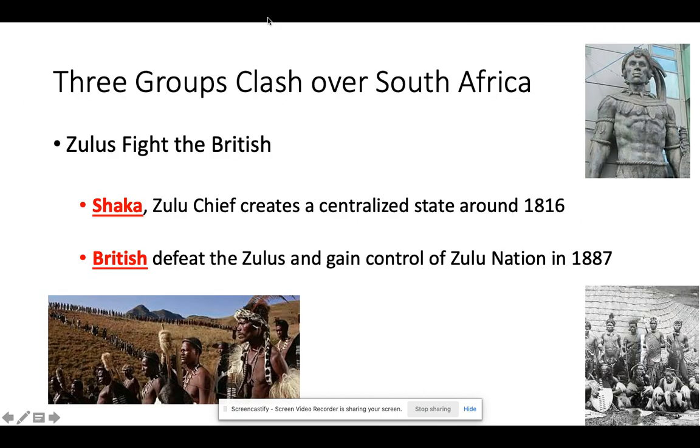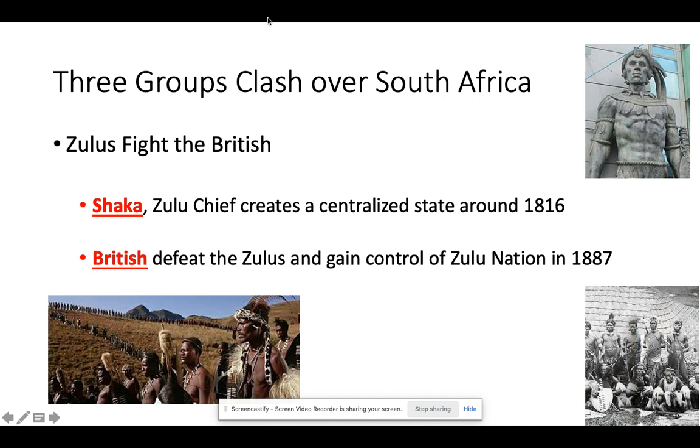South Africa is a little different because so far we've had the clash between Europeans and the Africans, or Europeans and the indigenous people. But in South Africa, we're going to have the indigenous people, and we're going to look at the Zulus, and we're also going to see the British, and we're going to see the Boers, who happen to be Dutch settlers, or sometimes you'll see them referred to as Afrikaners.